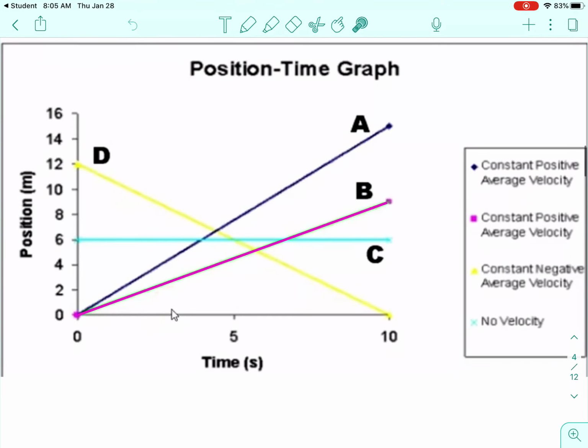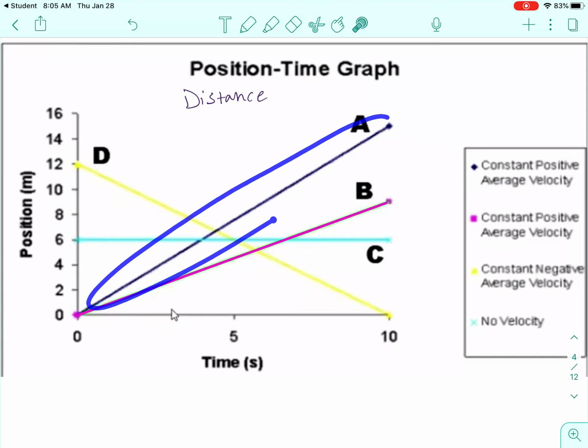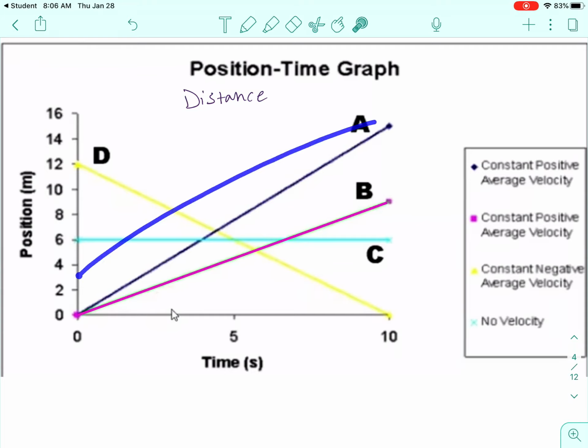So here's an example of a velocity or a position time graph. This is the same thing as a distance time graph. So if you look at the lines here, A is increasing. It's going to have a positive slope, so it has a positive velocity. It is a straight line. It's not curved, so it does have a constant velocity. You are not accelerating.